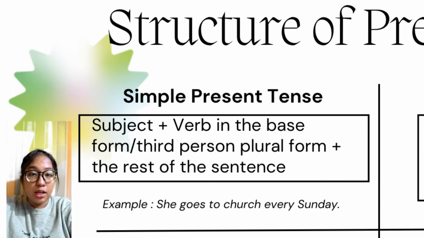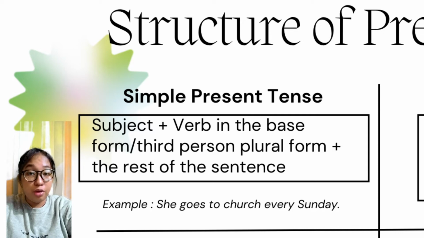So it will be: I go to the school by bus. And the other subject is she, he, or it, and you have to use the verb goes, and the rest of the sentence is to the school by bus. So: she goes to the school by bus. The spelling of the verb in the third person she, he, or it depends on the ending of the verb.